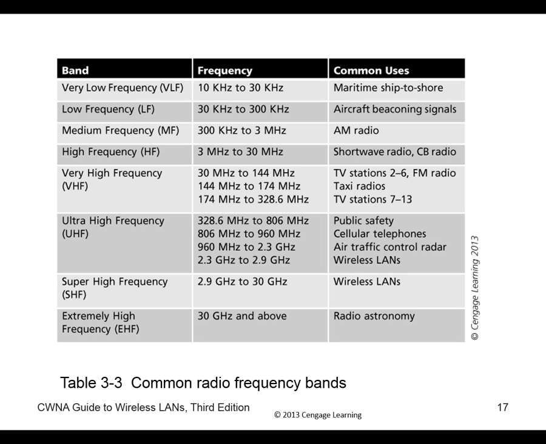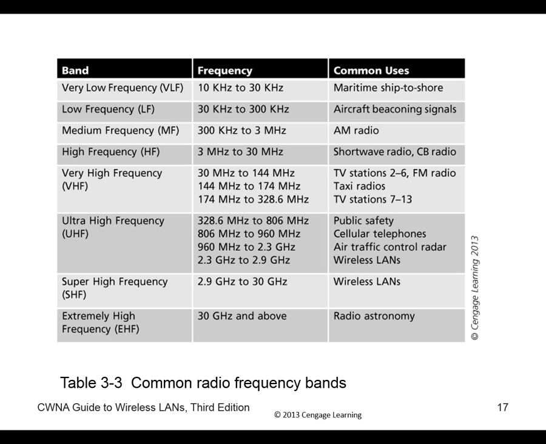Your very low frequencies are VLFs. Those are your maritime ship to shores. Your LFs are going to be your aircraft homing or beacon signals, or your TACANs, VORTACs. Your medium frequencies are going to be your AM. And then you have high frequencies, which would be your CB radios, shortwave radios. Your VHF are going to be your TV stations. Your UHF are going to be your air traffic control, and your low end wireless LANs, your cellular telephone, public safety. This is where a lot of your range is right here, UHF. Your super high frequency, that's all wireless. And then EHF, which is extremely high frequency, they have to have that so they can shoot out to outer space, so they don't lose the signal to attenuation.